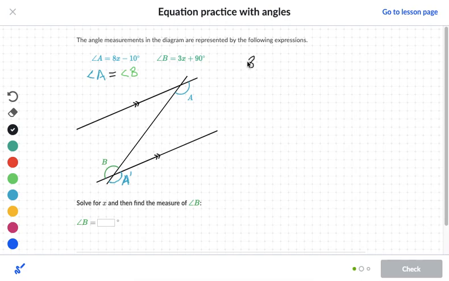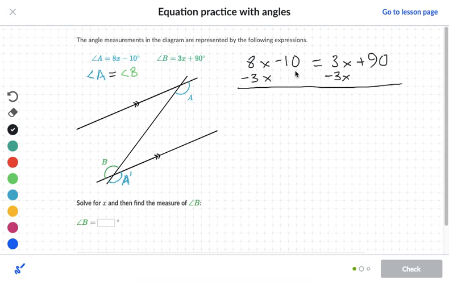So let's set all that up together. We've got 8x minus 10 equals 3x plus 90. And let's apply the algebraic method again. We're going to keep the 8x because it's bigger. We're going to subtract 3x from both sides. Remember, so long as you do the same thing on both sides, you maintain the balance of the equation. That cancels it out from this side, and we've got 5x minus 10 equals 90. And now we're going to add 10 to both sides. That's to get rid of this 10.